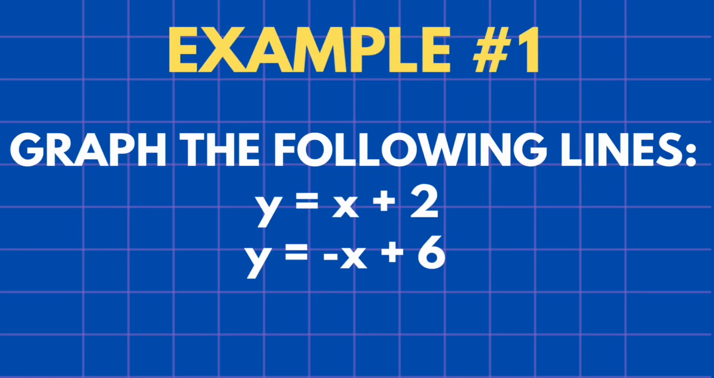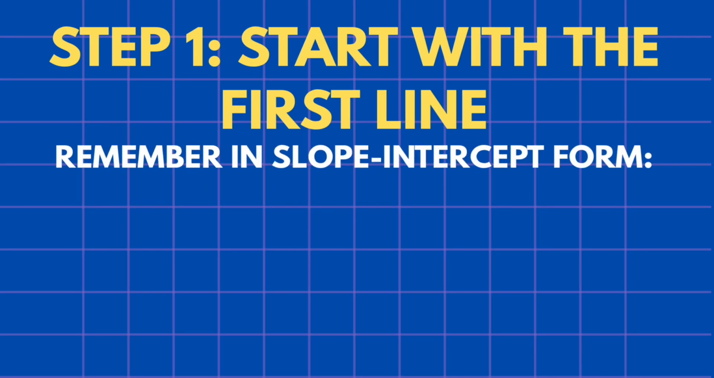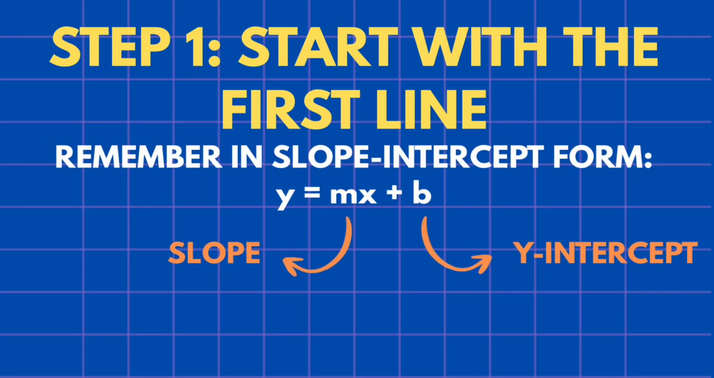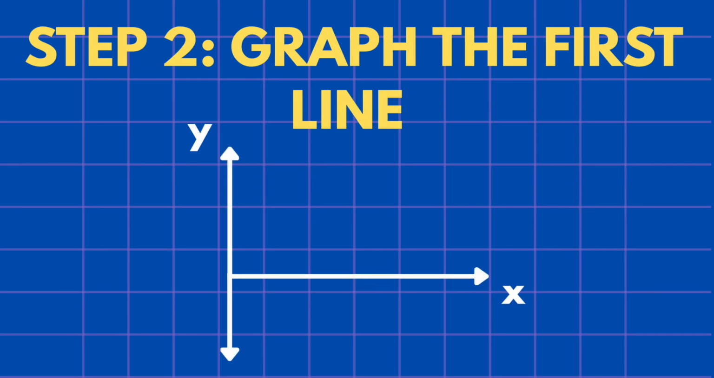Let's look at our first example. Graph the following lines, y = x + 2 and y = -x + 6. Step 1, start with the first equation. What is the slope and y-intercept? By remembering slope-intercept form, we know that slope equals 1 and the y-intercept is equal to 2. Step 2 is to graph the first line. Starting at our y-intercept of 2, we can rise 1 unit and move to the right 1 unit.